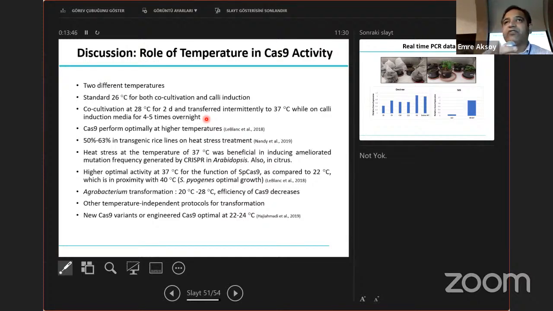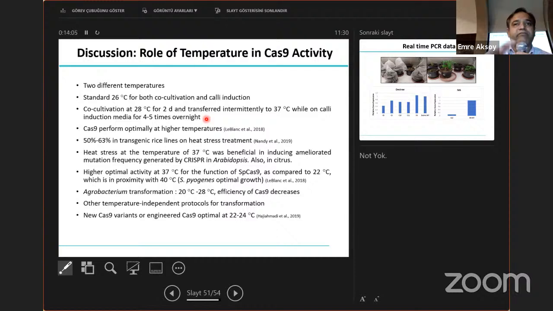Keeping your cultures at 37 for a couple of hours, or sometimes overnight, may enhance the activity of Cas9. So these are different things related to Cas activity.